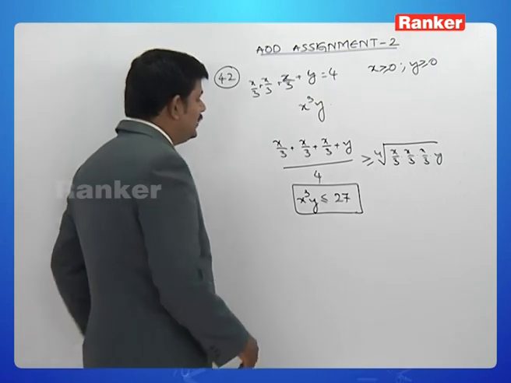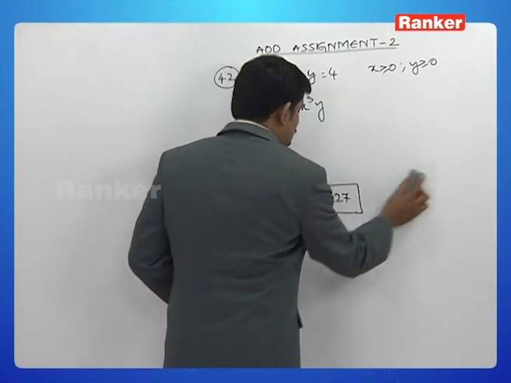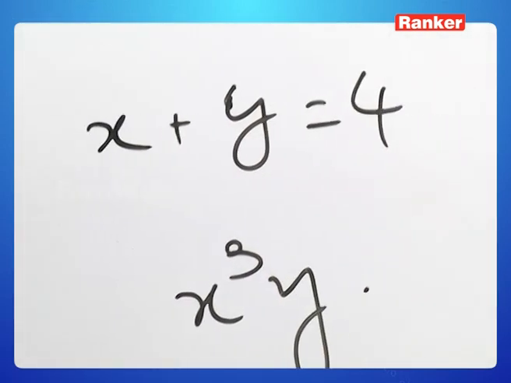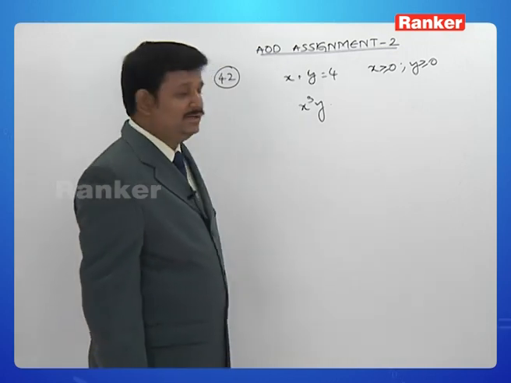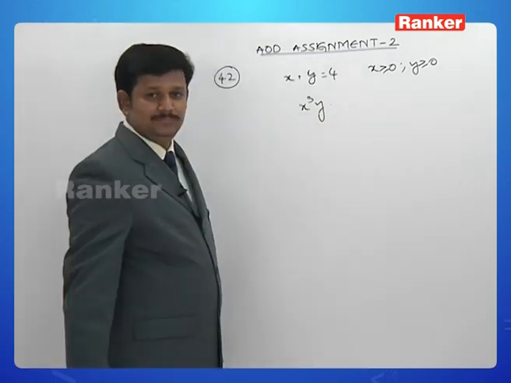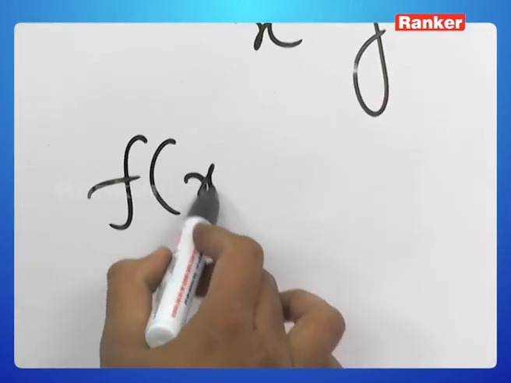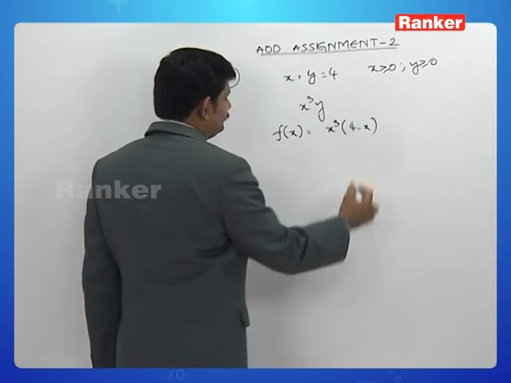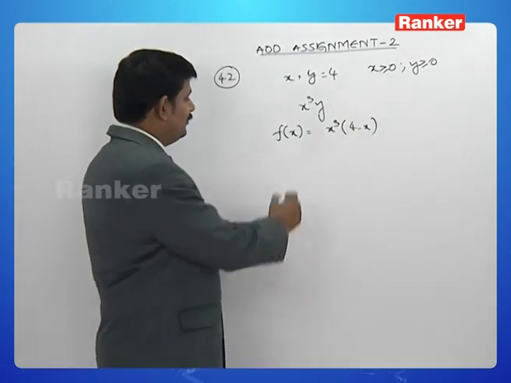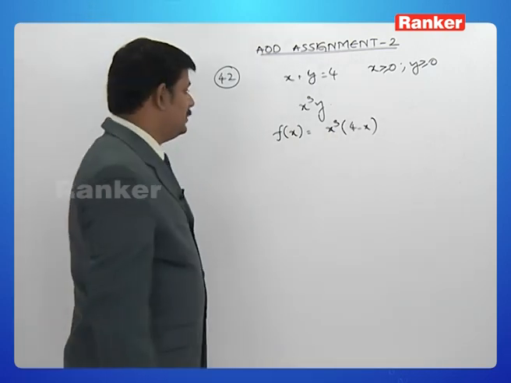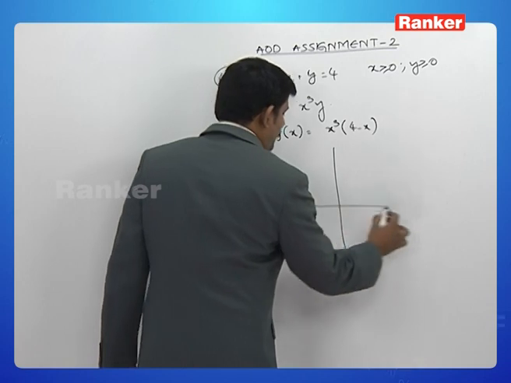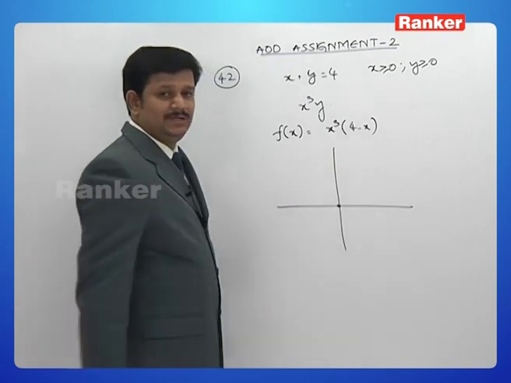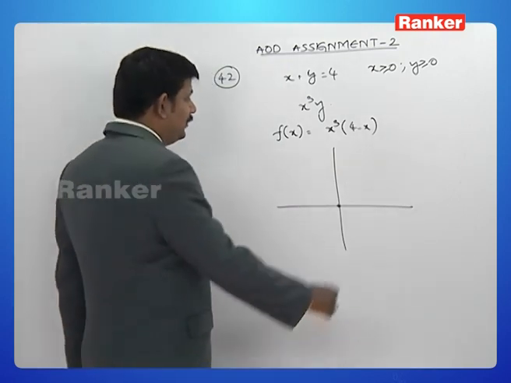Alternately, we can do this question using calculus. x plus y is given to be 4, x and y are both positive, and we need to find the greatest value of x cube y. Let me convert this into a function of a single variable. x cube into y, with y equal to 4 minus x. So, the function is f of x equal to x cube into 4 minus x. Let me plot the graph of this function. For this function, 0 is a repeated root, repeating 3 times, and 4 is another root.